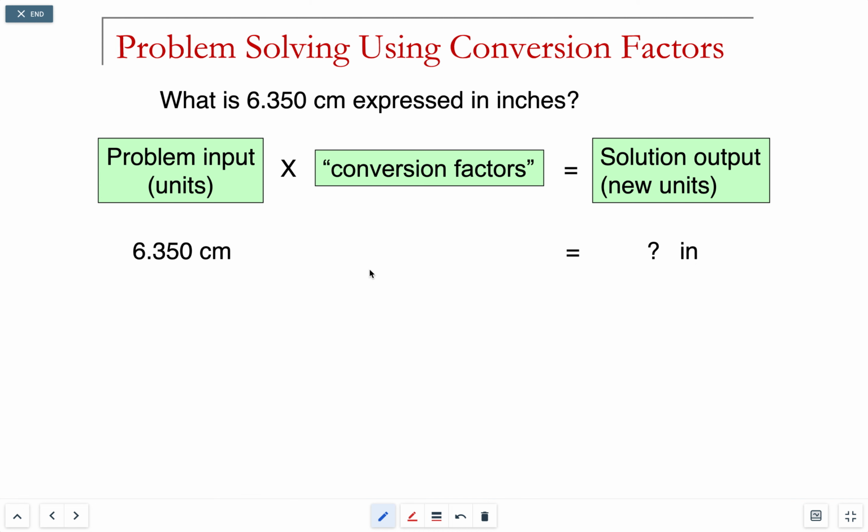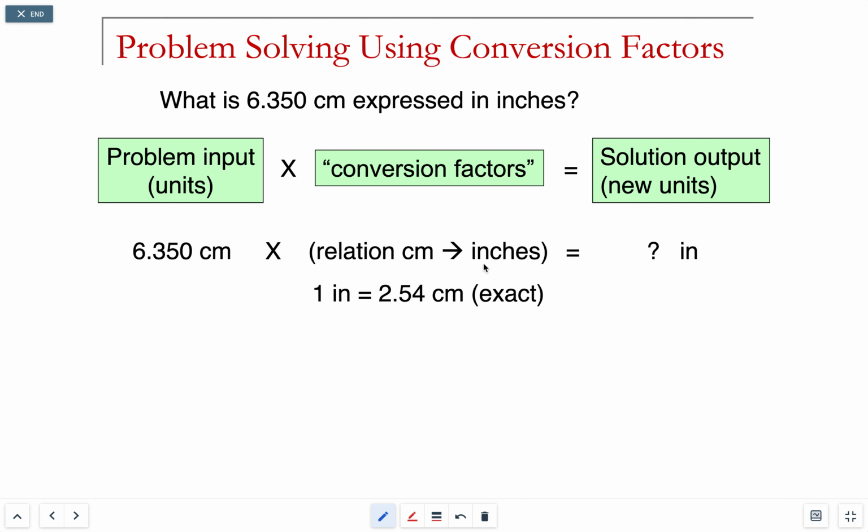And what we need to find now is a bridge to take us from this value in centimeters to this value in inches. So the relationship happens to be that there are 2.54 centimeters in 1 inch. So this is the relation that we need. What we need to do now is take this relation and convert it to what we call a conversion factor.